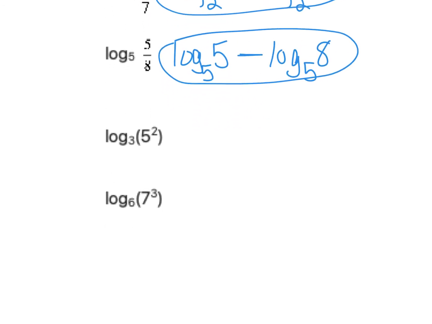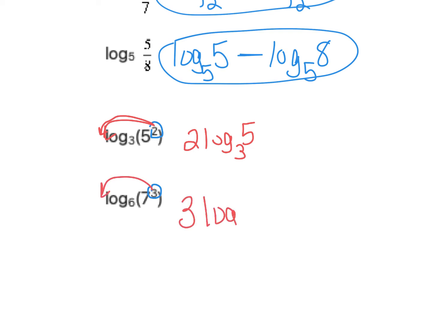Okay, these last two are that last property, not the product property, the power property, where we have this exponent right here on both of them. Remember when we have a power in there, that means we're going to use multiplication. So we're just going to take that 2 and multiply it out in front. 2 times log base 3 of 5. Take this 3, multiply it out in front. 3 times log base 6 of 7.